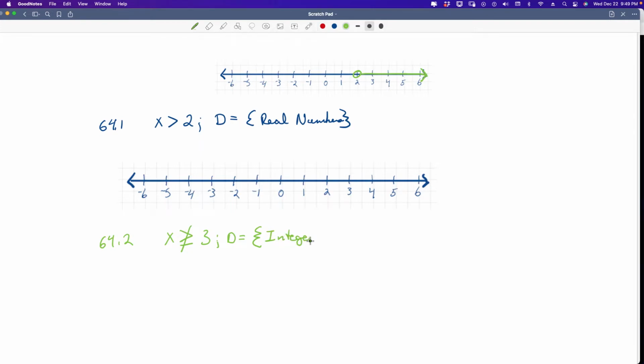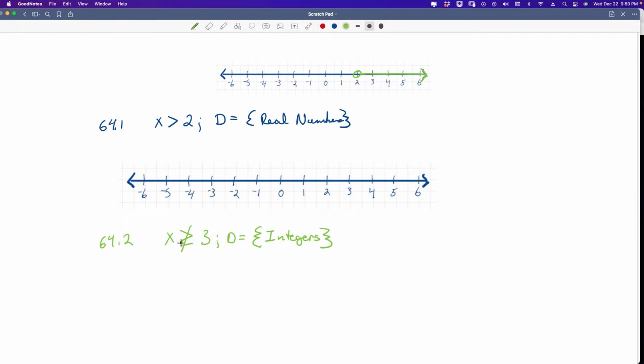So it's just whole numbers, right? You see this line up here? Real numbers. So real numbers includes the numbers in between the integers. The integers are just these numbers. So if the domain is integers, then it can only be the numbers themselves.